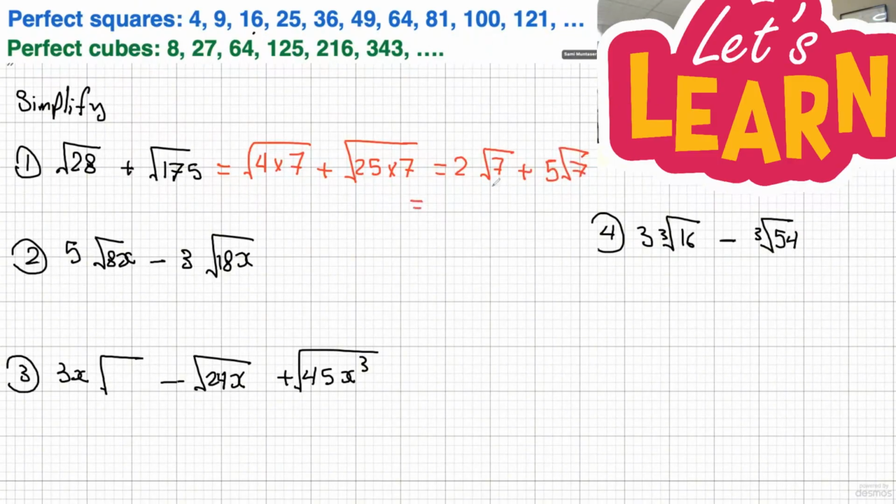Now see, because they're like terms now, both of them have a radical of 7, or a square root of 7, then I can add them by adding the coefficients. So 2 plus 5 here is 7, so it gives me 7 root 7.